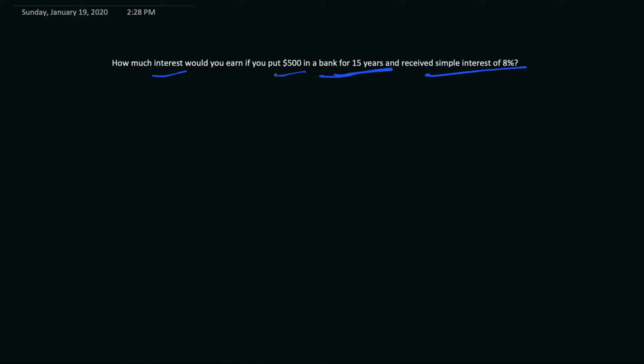Okay, so we know the amount that we are putting in the bank is $500, so P is 500. We know that the simple interest is 8%, so this would be R. Let me erase that and write it again.